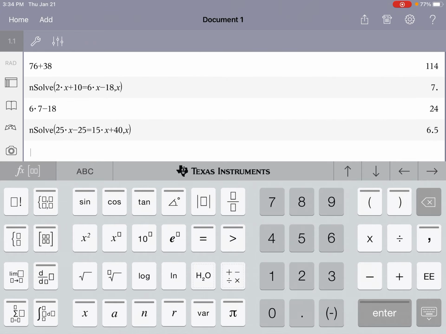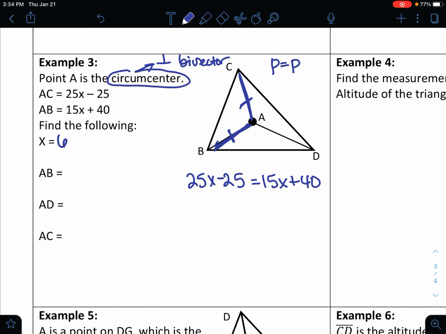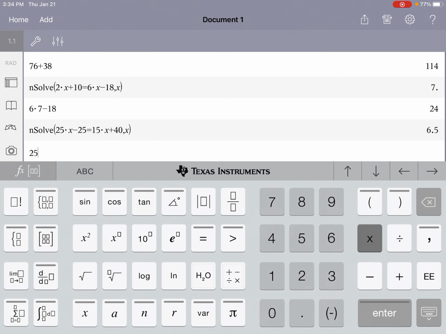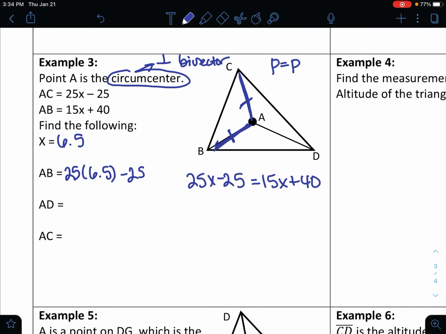And we get 6.5, it looks like. Make sure I type that in correctly. I always like to go back and check. Okay, that's good. 6.5 is our x. All right, so now we're going to plug it in. So 25 times 6.5 minus 25. All right, we get 137.5.